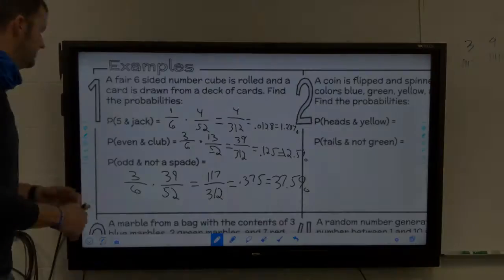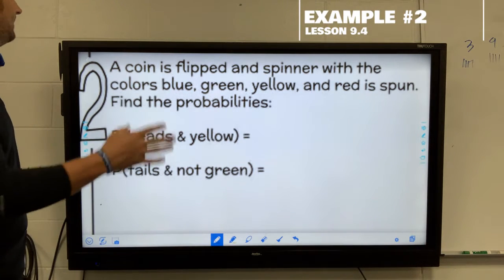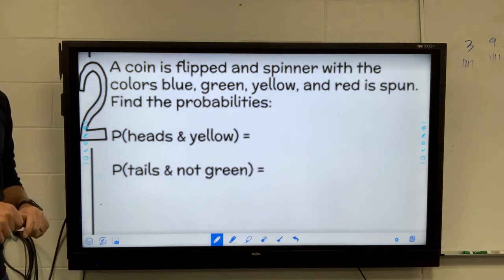Look at example number 2. All right, on example number 2, it says, a coin is flipped and a spinner with the colors blue, green, yellow, and red is spun. We need to find the probabilities, okay?